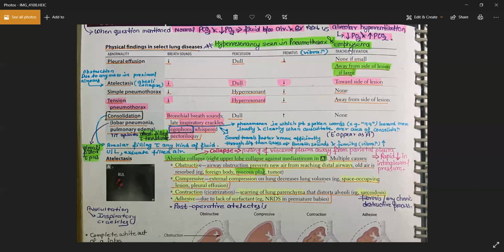Now comes the tracheal deviation. Whenever the pressure on one side of the lungs is increased, it will cause deviation of the trachea, right?